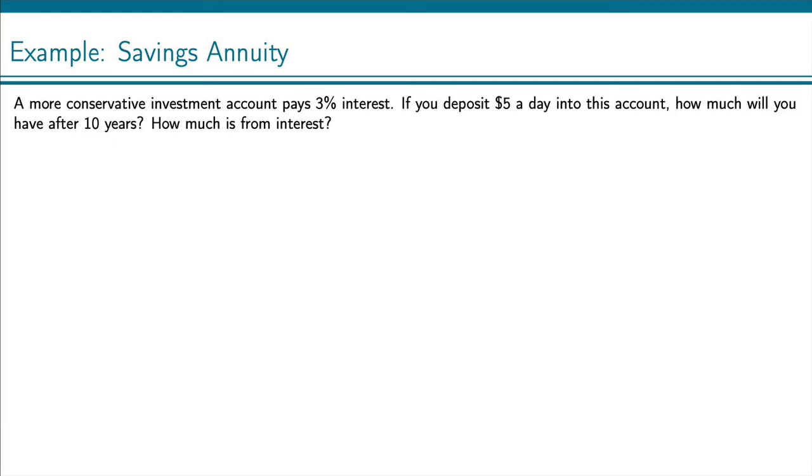A more conservative investment account pays 3% interest. If you deposit $5 a day into this account, how much will you have after 10 years? And how much is from interest?